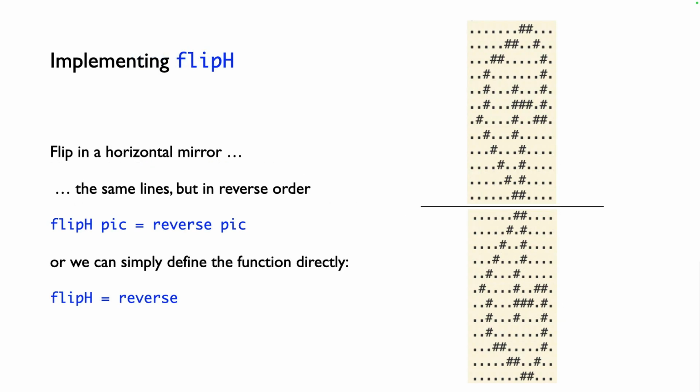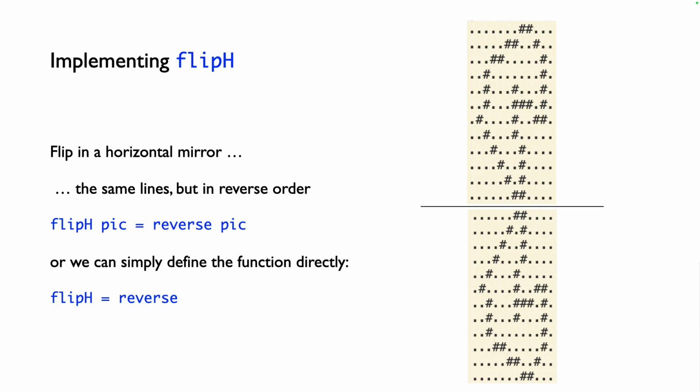Now, we can start implementing some of those functions on pictures. And what we're doing is implementing functions over lists. So we're going to be using some of the functions we've learnt about already. Now, how do you flip something in a horizontal mirror? If you look at what's happening, we have the same lines, but they are in reverse order.